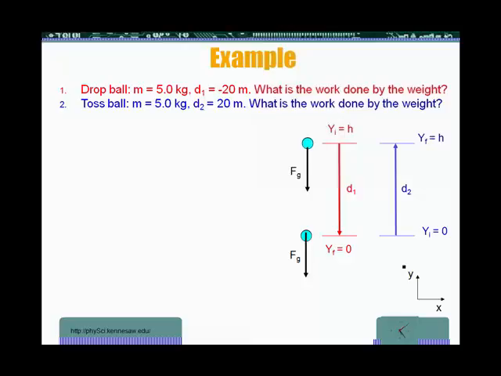Now, in this example, we are going to investigate two cases. The case of dropping a ball from a certain height to a certain height, and then in the other part, we are going to toss it up from this height to the same height. Now, in the case when we drop the ball, we are asked to find the work done by gravity.